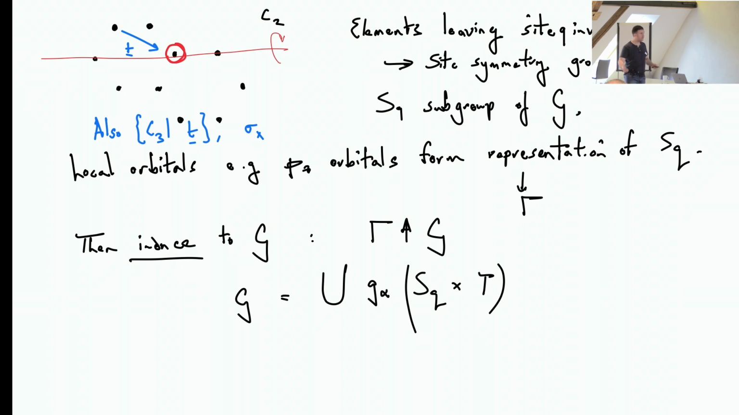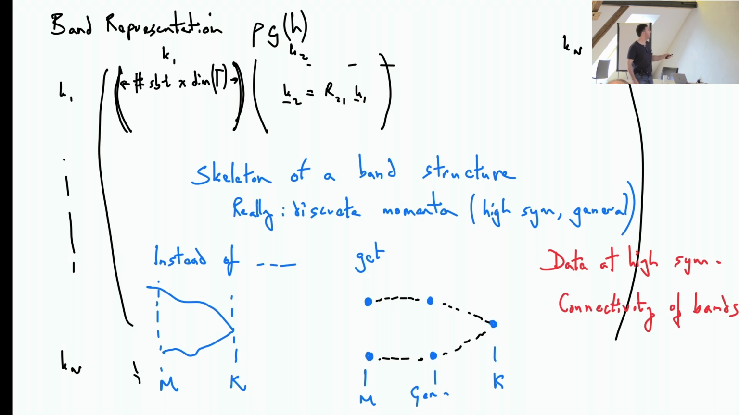And then we carry out a process called induction that leads to the full magnetic space group. So we take the irreducible representation of these, which is the defining property of these, which is the way that these local orbitals transform, and then just take this to the full group. So what does this actually mean in practice? It means that we have some large matrix indexed by different k vectors in the zone.